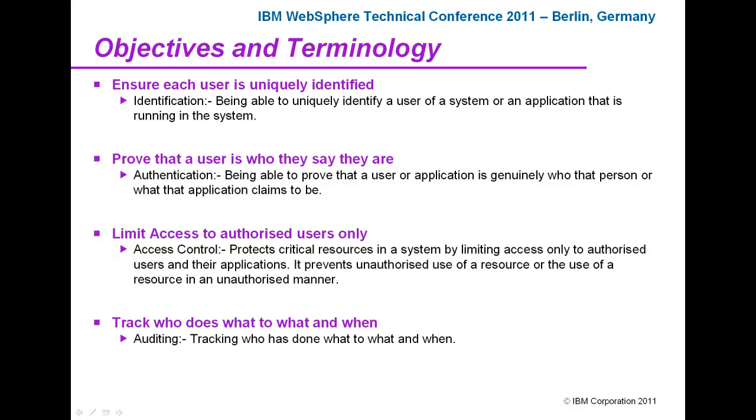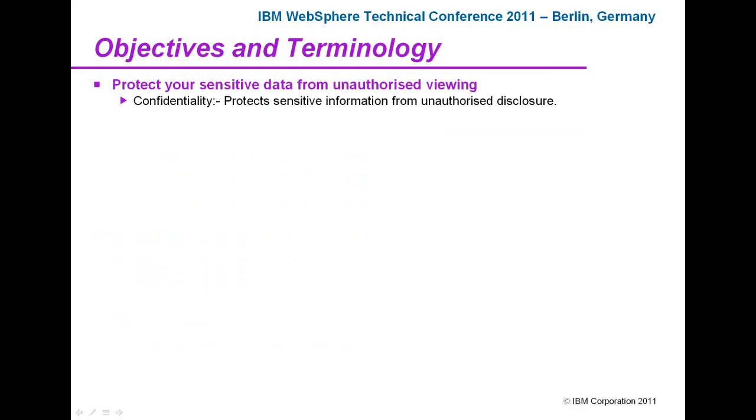Auditing is a term I suspect you're all familiar with, tracking who has done what, to whom, and when. Confidentiality usually results in an encryption algorithm being applied to something. It is protecting sensitive data from unauthorized disclosure, preventing people snooping on your information.